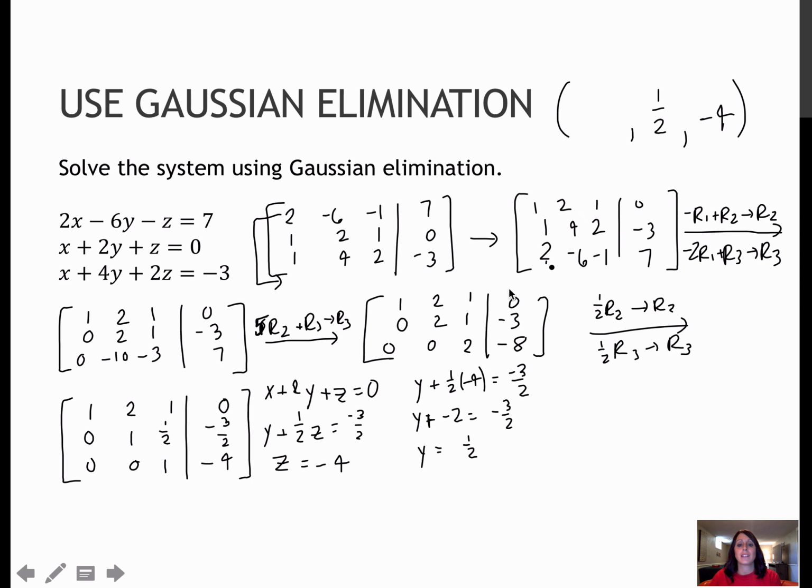To find x, I'll use negative 4 and 1/2 back in the first equation. So x plus 2 times 1/2 plus negative 4, or minus 4, equals 0. 2 times 1/2 is 1. 1 minus 4 is negative 3. Adding 3 to each side tells me that x is 3. So my solution is 3, 1/2, negative 4 using back substitution.